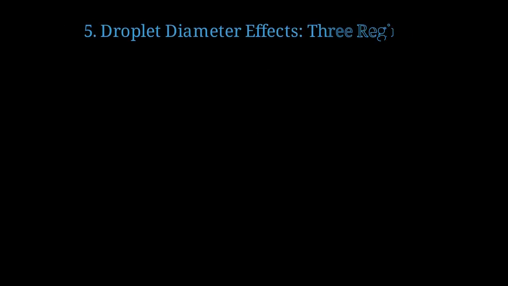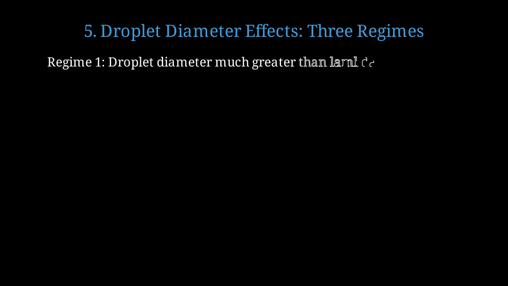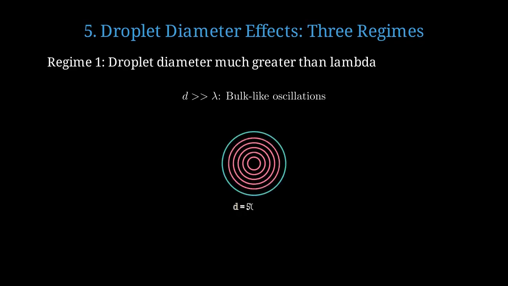The droplet diameter compared to lambda creates three distinct regimes. In the first regime, when the droplet diameter is much greater than lambda, we see bulk-like behavior. Mathematically, when d is much greater than lambda, we get bulk-like oscillations with wave patterns. A droplet of 500 micrometers shows beautiful concentric wave patterns propagating inward.